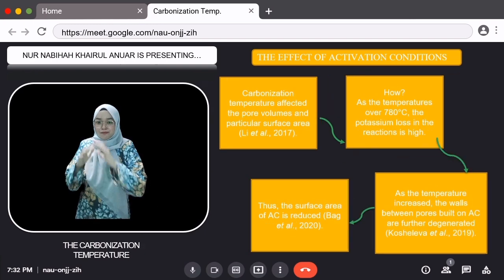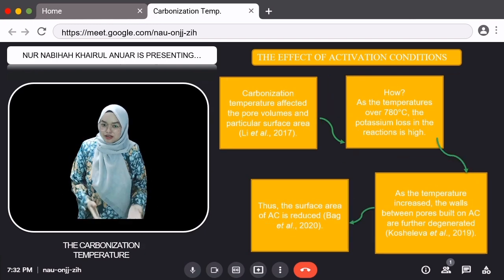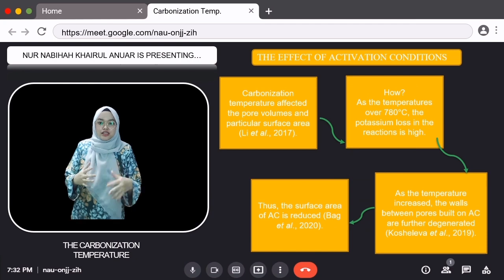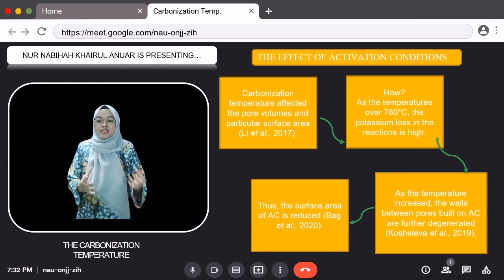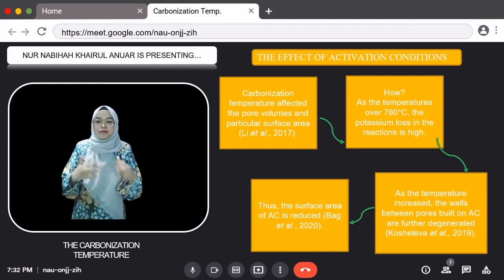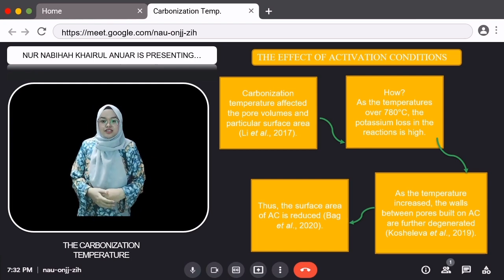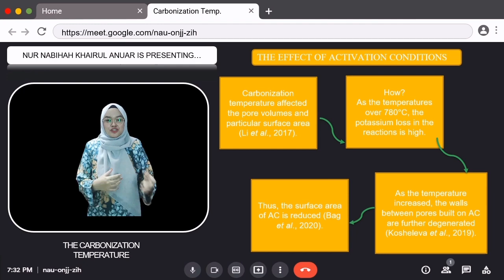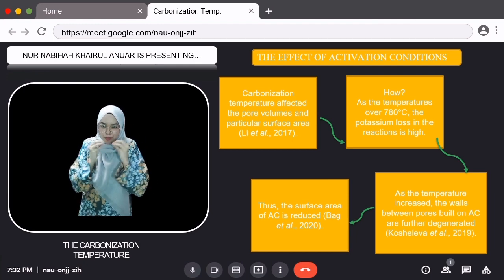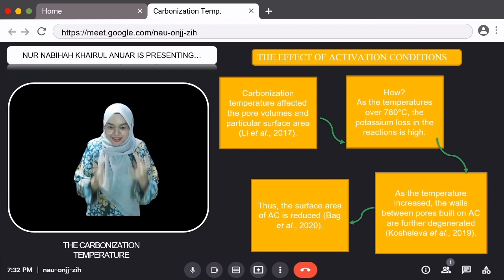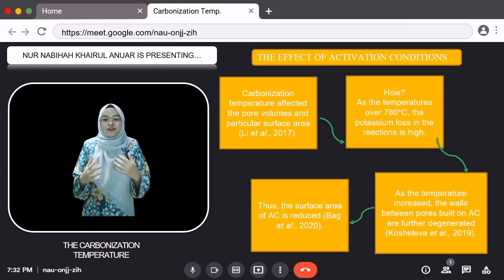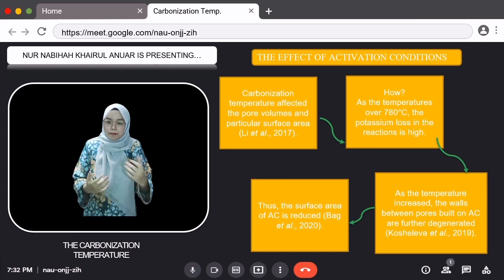Carbonization temperature affected the pore volumes and the particular surface area. As the temperature goes over 780 degrees Celsius, the potassium loss in the reaction is high, as that temperature is the boiling point of potassium. As the temperature increased to 800 degrees Celsius and the impregnation ratio of KOH increased, the walls between the pores on the AC are further degraded. Thus, the surface area of AC is reduced, resulting in a reduction of AC's adsorption power.